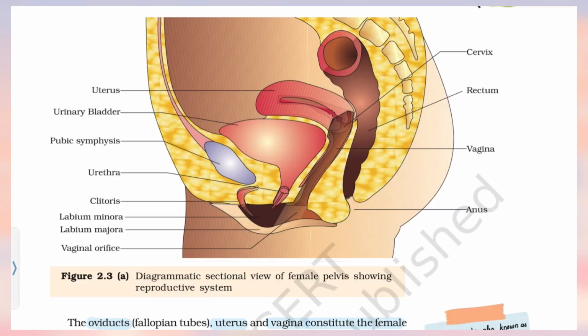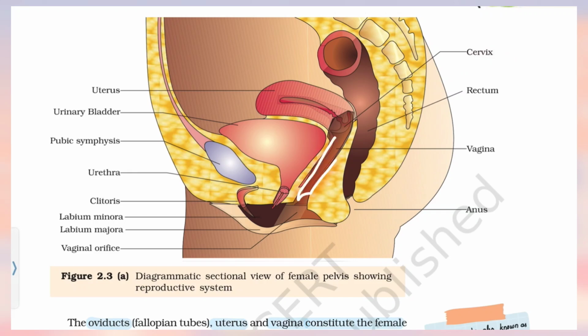The next diagram is of the sectional view of the female pelvis showing the reproductive system. The central muscular organ is the uterus. It is the site where implantation occurs and where the embryo develops during pregnancy. The lower narrow part of the uterus is called the cervix. It connects the uterus with the vagina and regulates the passage between them.